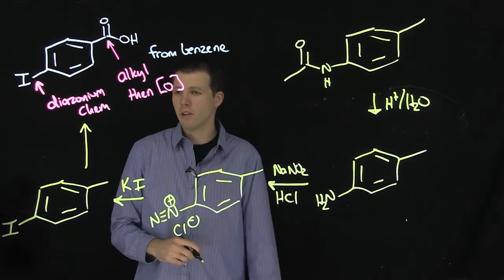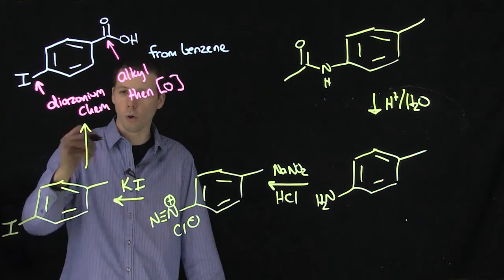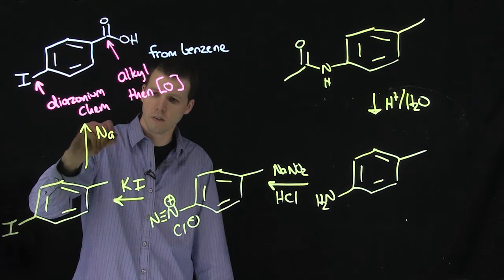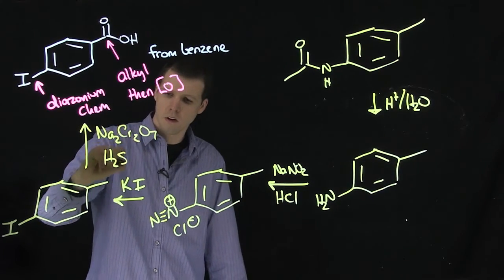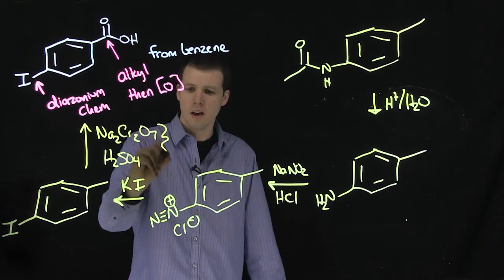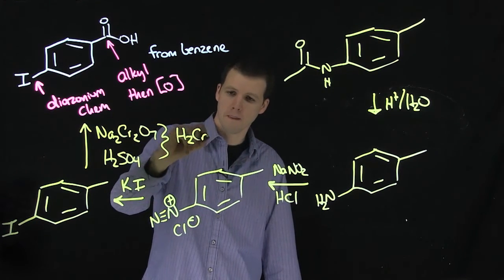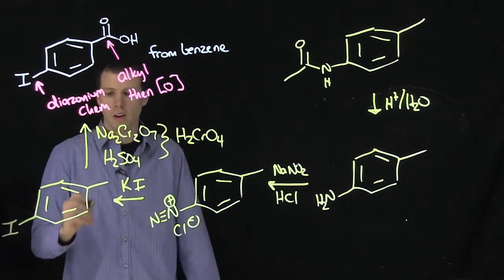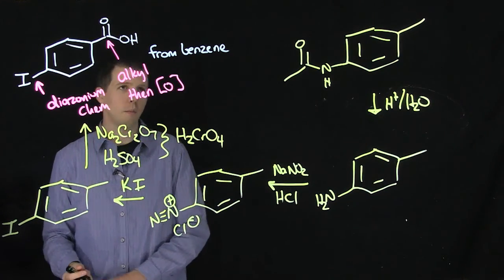And we have a couple of conditions we can use to do this oxidation. You can do permanganate or chromic acid. Let's use the chromium conditions. So we'll use sodium dichromate and sulfuric acid, and of course we know these reagents just produce chromic acid as the active oxidizing agent. That oxidizes this methyl to the carboxylic acid, and we're done with the synthesis.